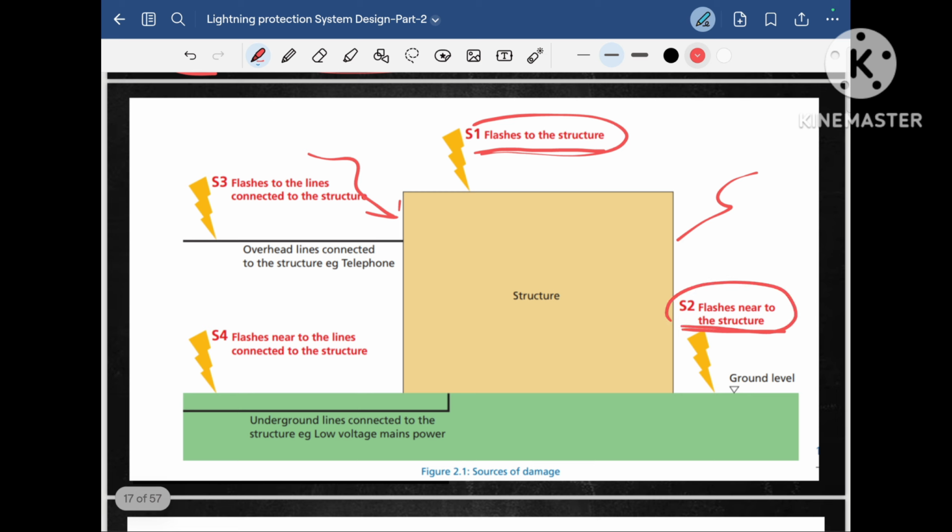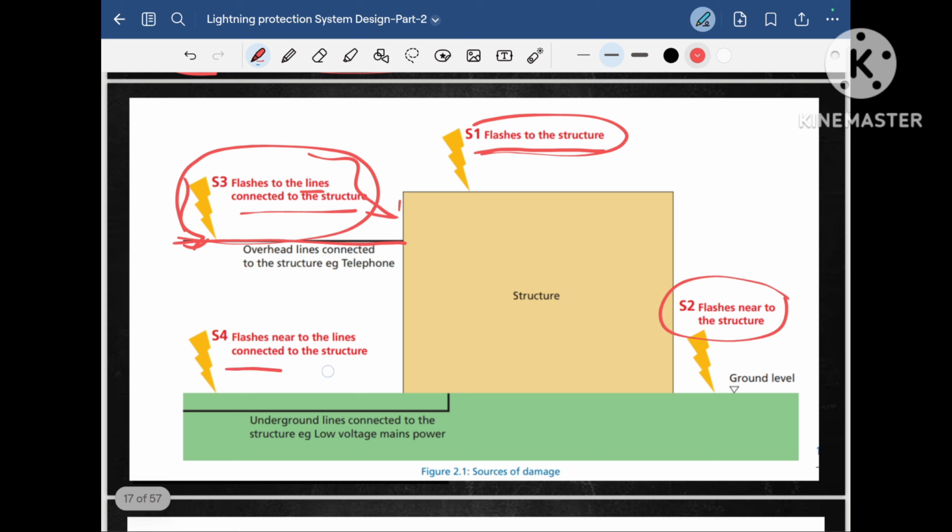And there is a third possibility that the lightning can strike a line connected to our structure. Suppose I have an overhead line, a power line or telephone line, and the lightning strikes our power line or telephone line, any line which is connected to our building. As the lightning strikes the power line or telephone line, and these lines are connected to our structure, there will be damage to our structure also. So the third possibility is that the lightning flashes can strike a line connected to our structure.